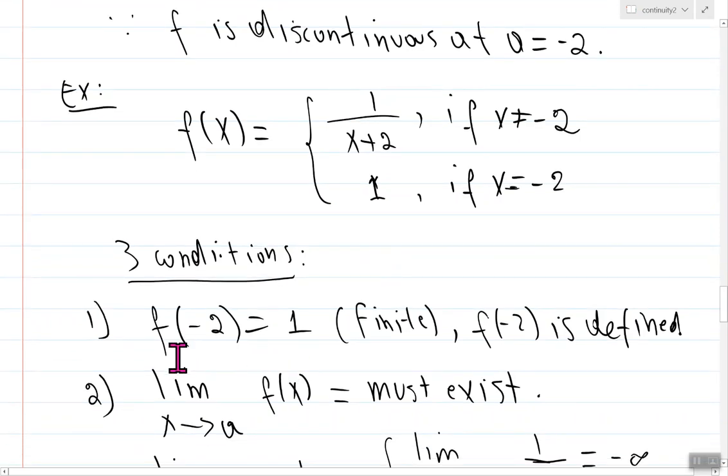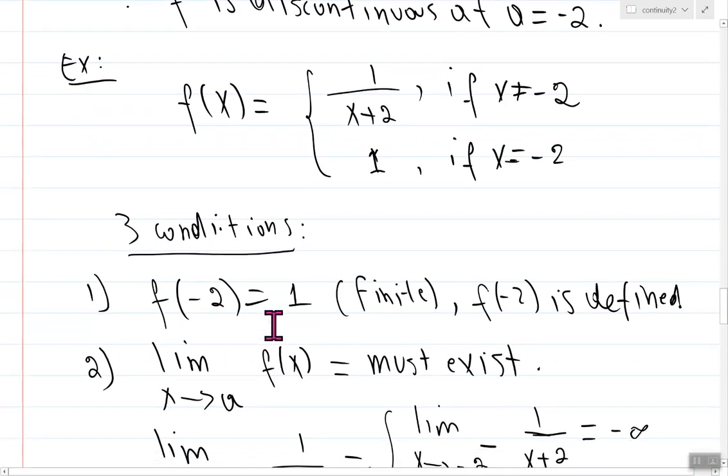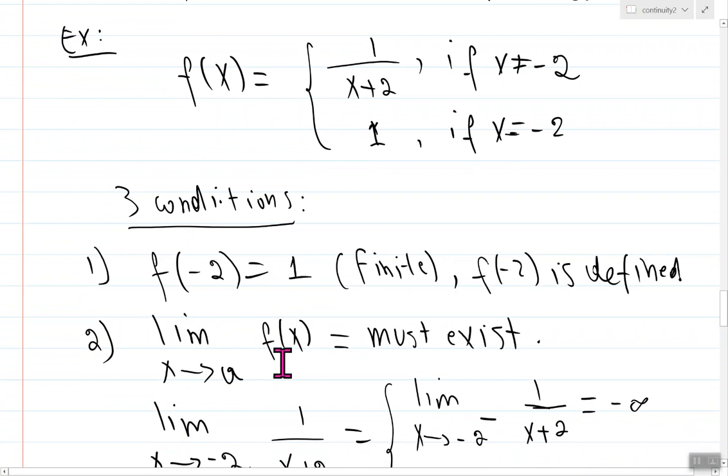The first condition is f of negative 2. Is this defined? Well, it says when x is negative 2, the function is 1. So f of negative 2 is 1. 1 is a finite number, so that means f of negative 2 is defined. So the first condition is satisfied. We go to the second condition. We take the limit as x approaches a of f of x, and it must exist.